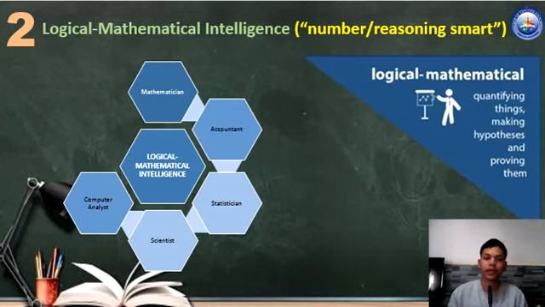The potential career choices for this particular intelligence are mathematician, accountant, statistician, scientist, and computer analyst.